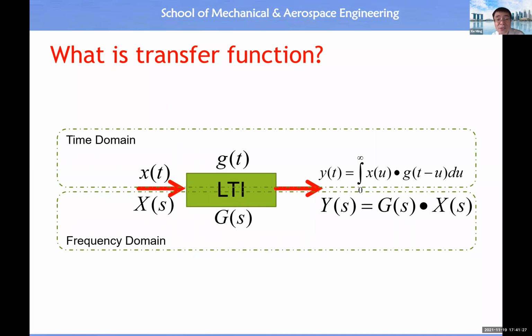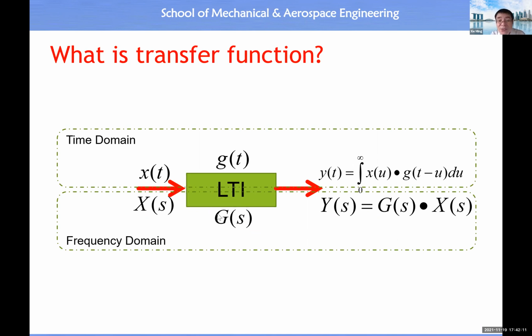Then what is a transfer function? How come we discover this transfer function? The reason is that in time domain, output is equal to the convolution between input and the relationship function. This is a big headache for us, doing integration with multiplication of two time functions. However, with Laplace transform, we discover that the Laplace transform of output is equal to the Laplace transform of input times the Laplace transform of the relationship function. Then you see G(s) is actually a ratio between Y(s) over X(s).